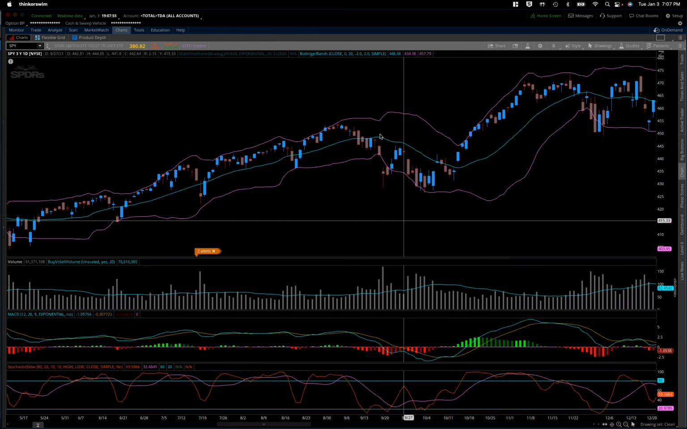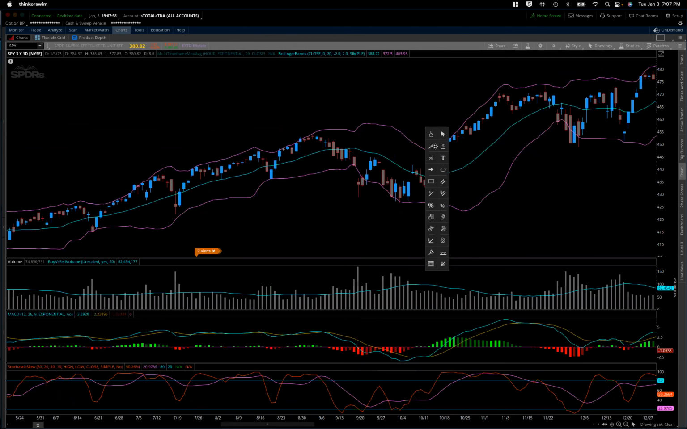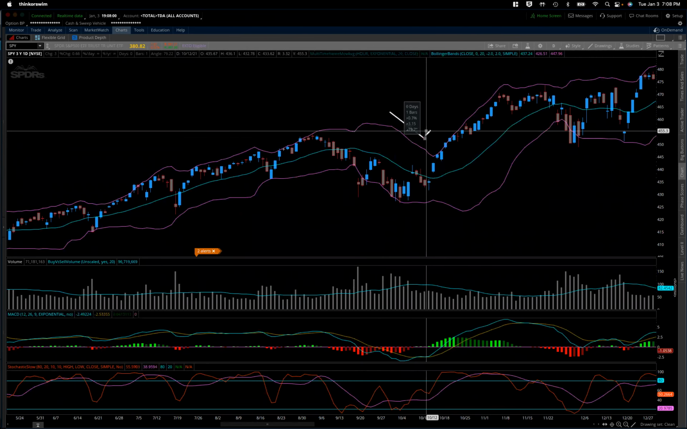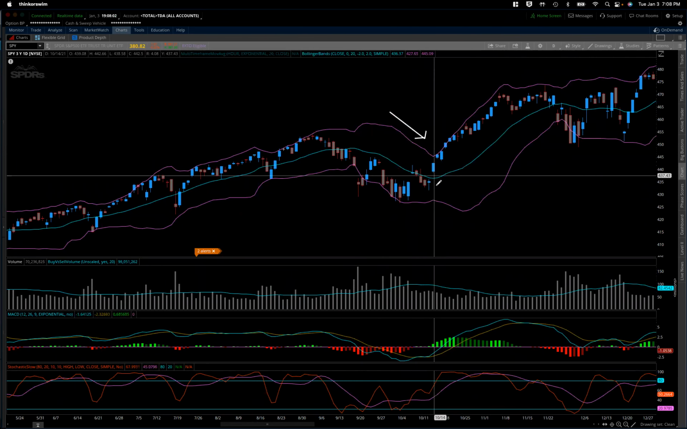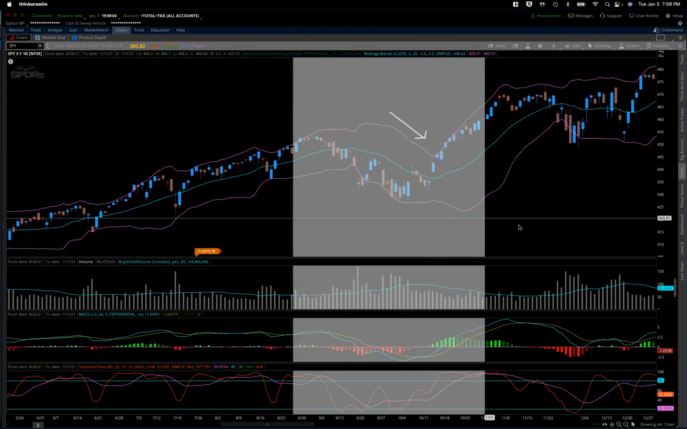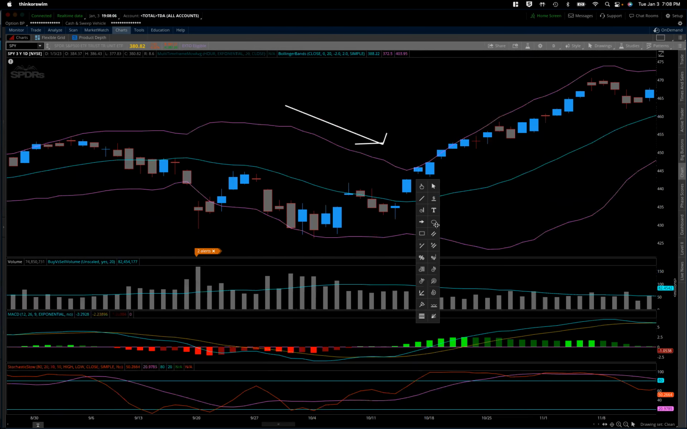All right, let's take a look at this example, right? So check this out. You're getting a contraction in the bands, right? Notice how they're beginning to squeeze in tighter. You can see it here. And then all of a sudden, price breaks this range higher, right?